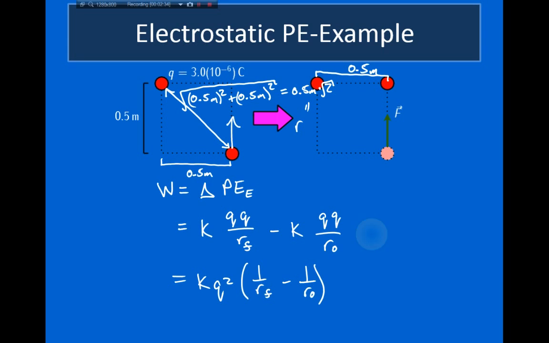So if we plug that initial distance into this formula here, we plug 0.5 as our final distance into the formula here, we'll see that the work that is done when we move the charged particle from the diagonally opposite corner to the empty corner is equal to 4.7 times 10 to the minus 2 joules.